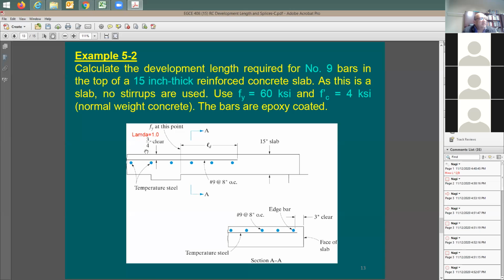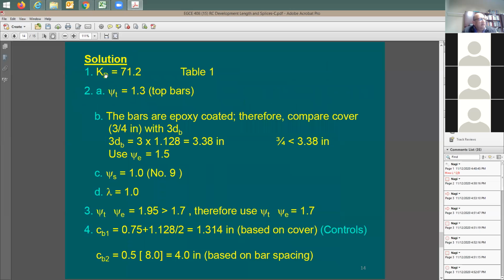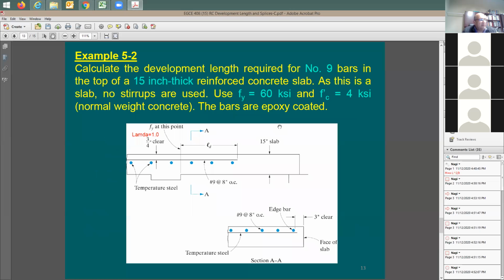The cover, as it says here, is going to be 3/4 inch clear. It's going to be very small. Now let's go here through all the factors. First factor from table 1, based on 4060 KSI, you have the 71.2, very famous value that people would use, right? Now you're going to have top rebars.